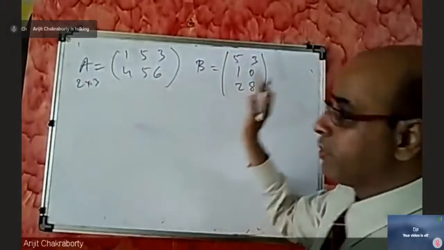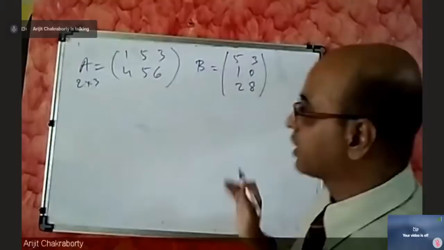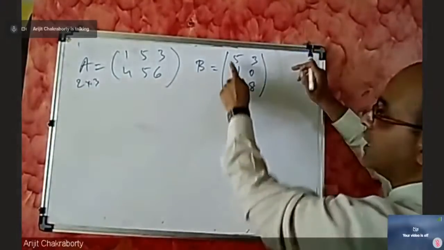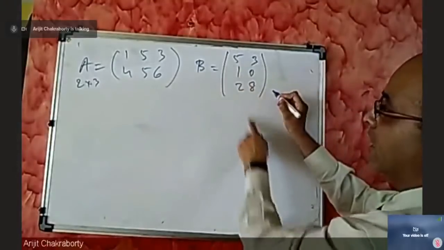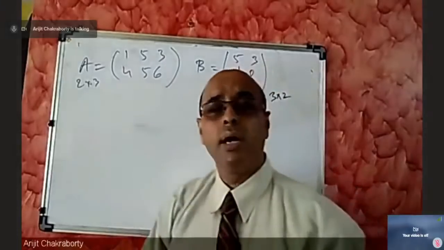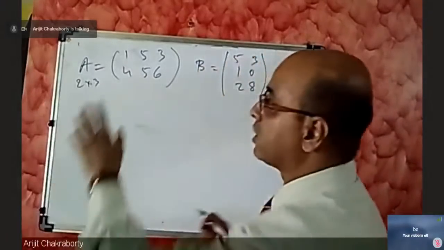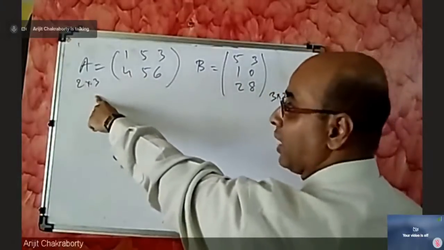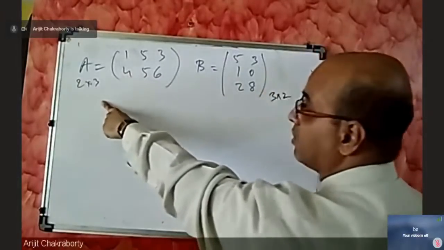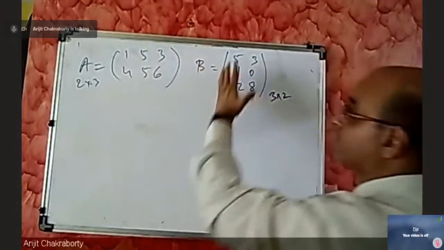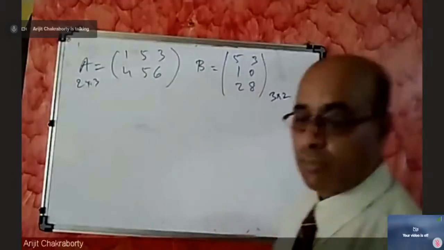So A and B are given, right? Please note that A is a 2 by 3 matrix. B has 3 rows and 2 columns, 3 by 2. Always please remember that in matrix multiplication, the number of columns in the first matrix must be equal to the number of rows in the second matrix. Otherwise, it's not possible, right? So let us do the multiplication.